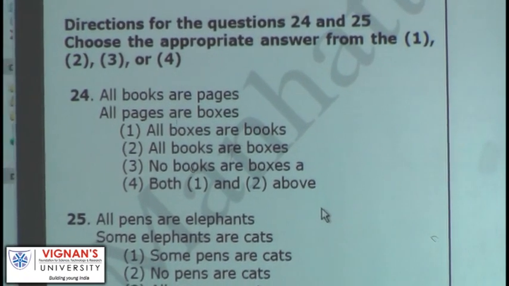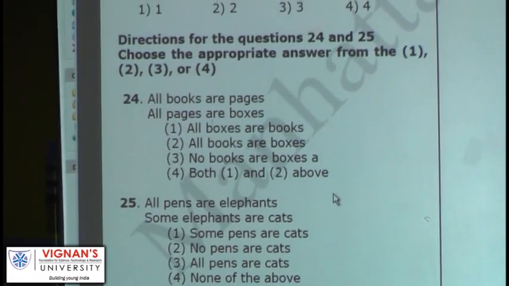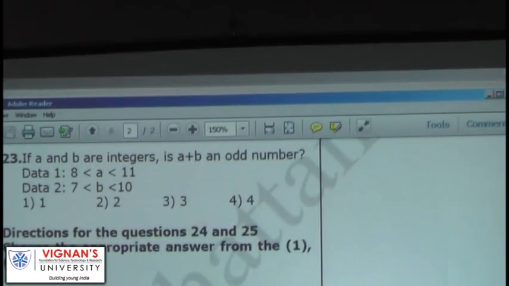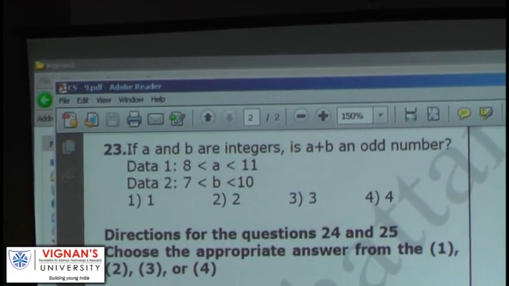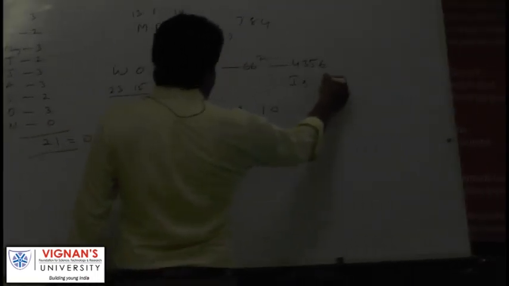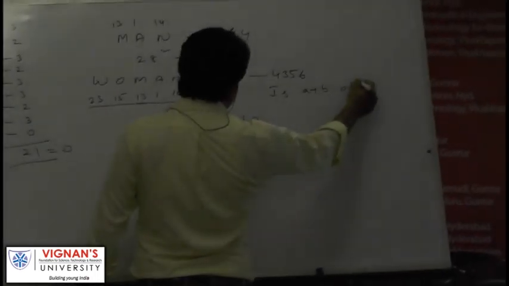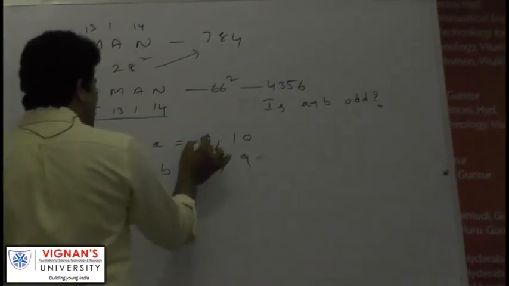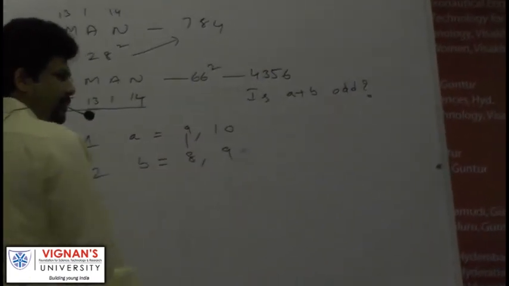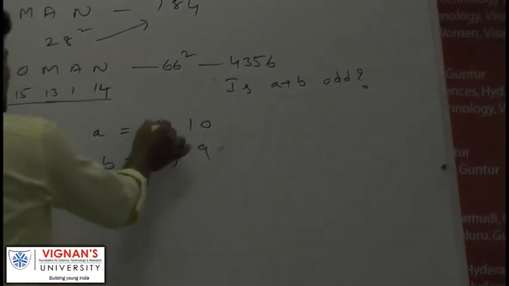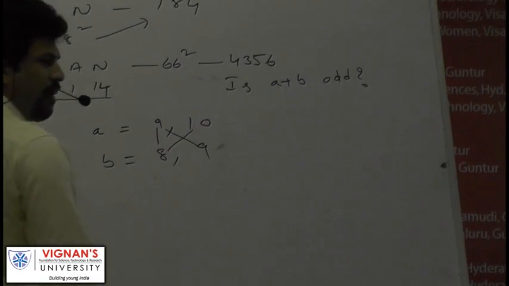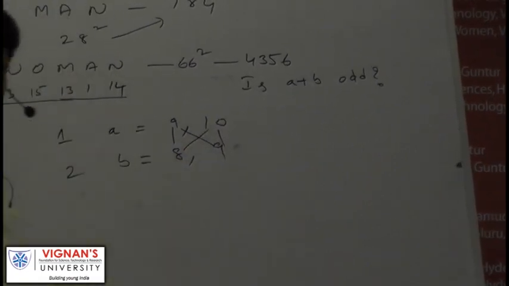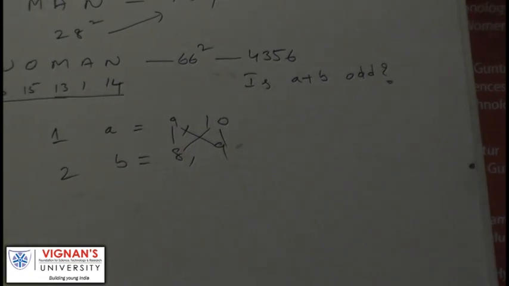From statement 1, what are the values of A? 9, 10 are the possible values of A. From statement 2, what are the possible values of B? 8, 9. Now he is asking, is A plus B odd? When you take 9 and 8, it is odd. But if you take 9 and 9, even. Similarly, if you take 10 and 8, even. But if you take 10 and 9, sometimes you are getting even and sometimes you are getting odd.